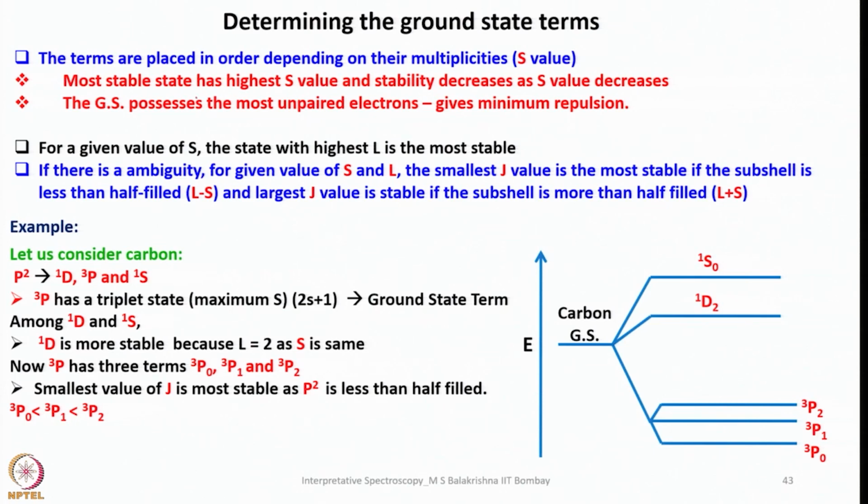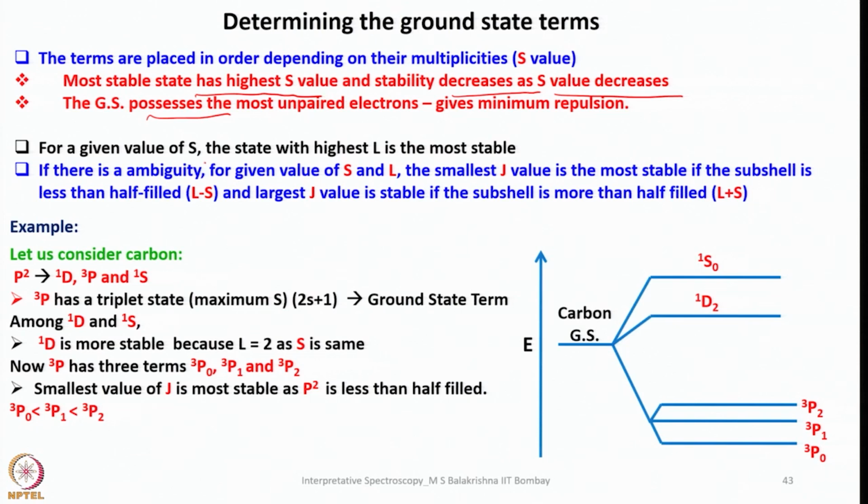The most stable state has the highest S value, and stability decreases as the S value decreases. Then the ground state possesses the most unpaired electrons, which gives minimum repulsion. That means in order to have a larger 2S plus 1 value, a large number of unpaired electrons should be there, and when a large number of unpaired electrons are there, it has to be essentially the ground state. It means minimum repulsion, and as a result maximum stability and the lowest energy.